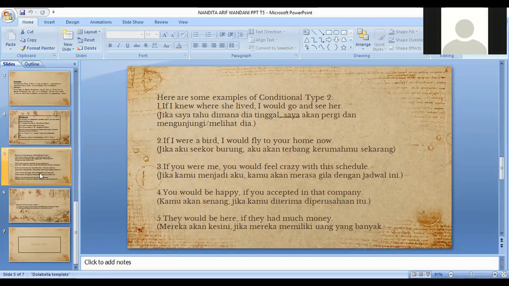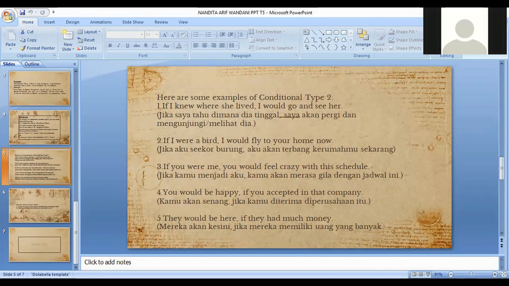Here are some examples of conditional type 2. Number 1, if I knew where she lives, I would go and see her. Number 2, if I were a bird, I would fly to your home now. Number 3, if you were me, you would feel crazy with this schedule. Number 4, you would be happy if you were accepted in the company. Number 5, that would be her if they had much money.